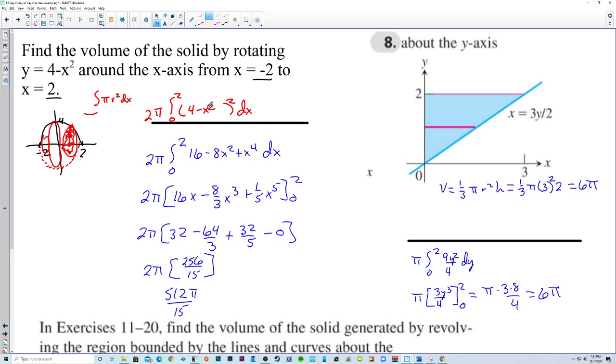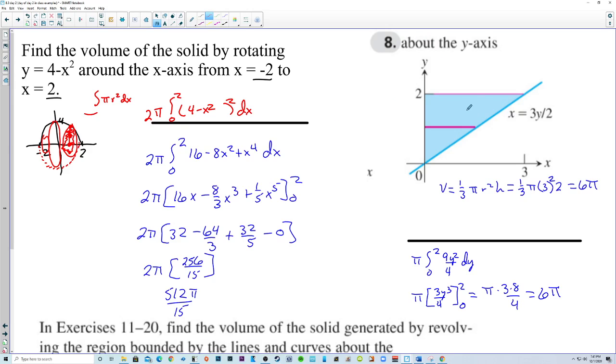So there's the setup. We could FOIL this out, integrate, top minus bottom, and we end up with 512 pi over 15. So take a look at the integral if you're having trouble with it. If you have questions, just let me know, of course.